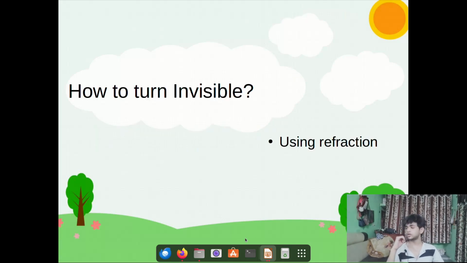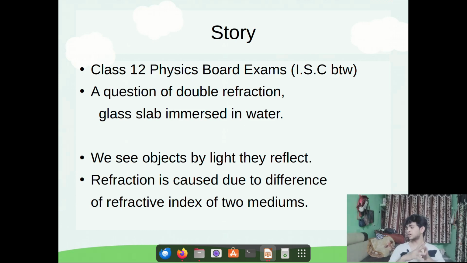So today's video is how to turn invisible using refraction. The story is that I was sitting in my class 12 physics board exams, and there was this question on the question paper. A glass slab was immersed in water, and you had to find the refractive index of the whole system, something in terms of that.